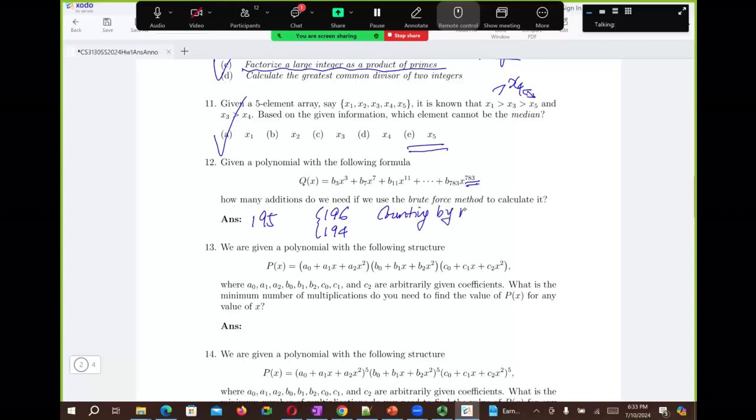Counting by reference method. You need to find appropriate reference objects, because here it's not easy to keep track of the number of additions or plus signs. So we want to use a set of reference objects, and those reference objects are much easier to keep track of.